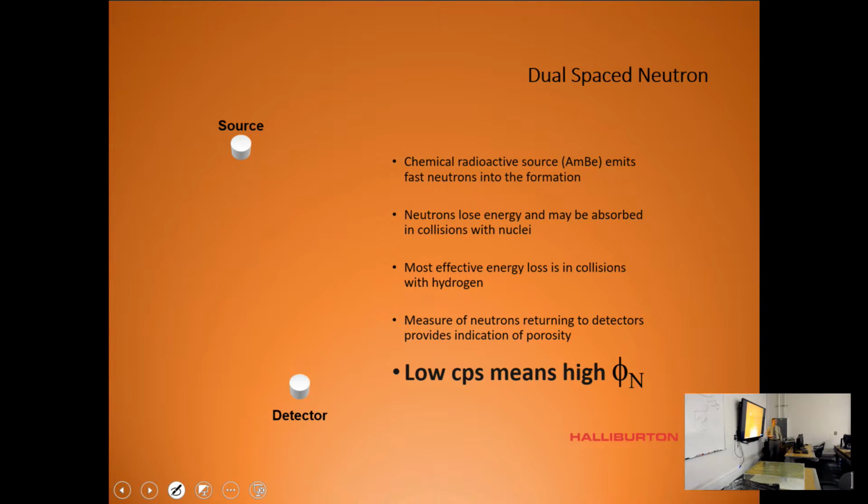So just kind of to summarize, we're using a radioactive source. It's generating rapid neutrons in the formation. Your neutrons are going to be losing energy as they collide with nuclei. And what kind of nuclei are about the same size as the neutron? Well, this thing, right? It's about the same size.